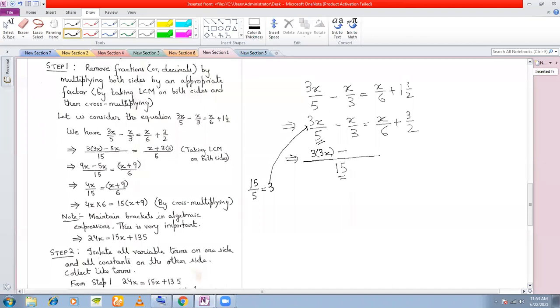Minus, and again you see this 15 here and you see this 3 here. So you divide this 15 by 3 to get a 5. This 5 we need to multiply with this x. So I give a minus sign. I give 5 into x. Okay, is equal to, same thing you do here. You have 2 and 6. LCM is 6.